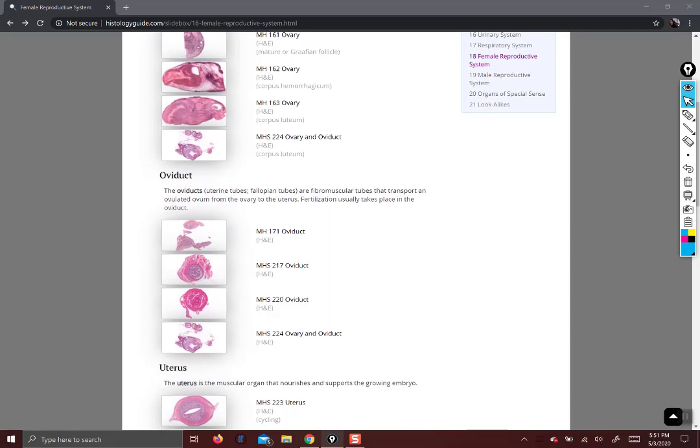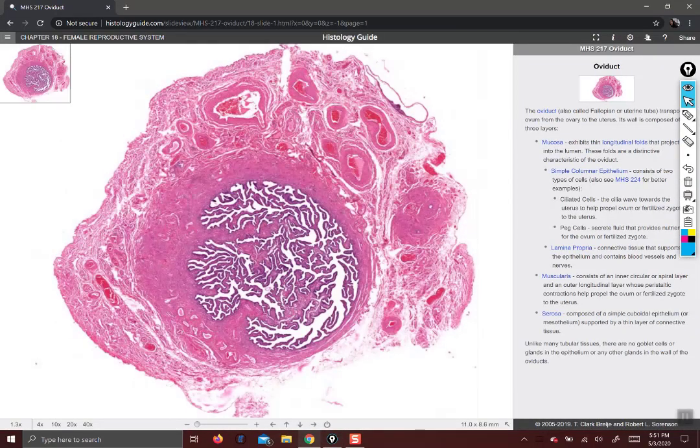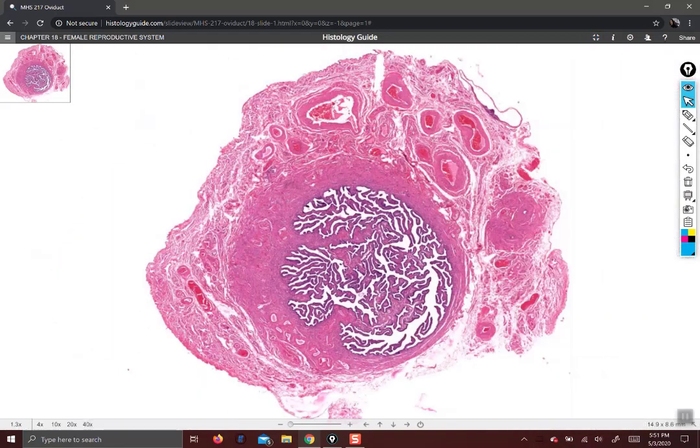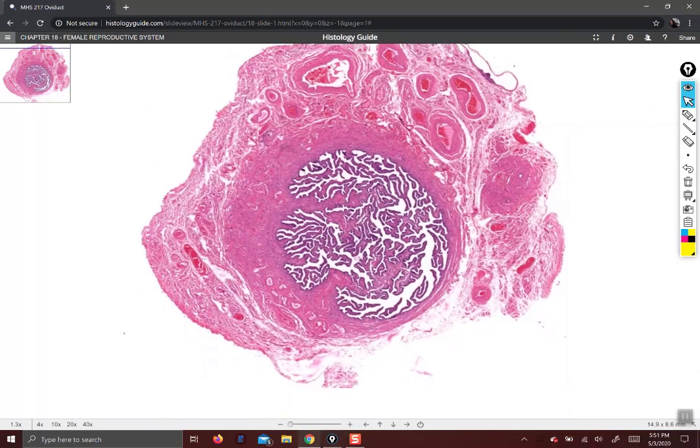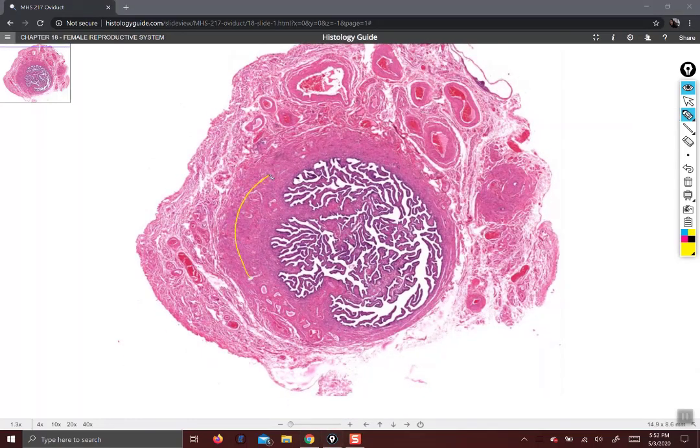Okay, let's look for oviduct. I'm going to pick this one. Okay, so the oviduct here is really this. And the rest of what you're seeing here is connective tissue and blood vessels. So I'm seeing some arteries and veins embedded in dense irregular connective tissue, and then the oviduct itself.